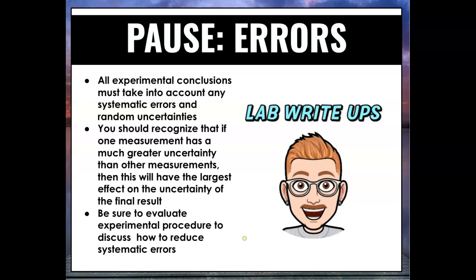And be sure to evaluate all your experimental procedures to discuss how to reduce those systematic errors. You don't want to get down the line and be like, oh, I need to calibrate the thermometer here because it's going to, in fact, cause the systematic error that I don't need to account for. So you need to make sure that you keep all of those things intact.